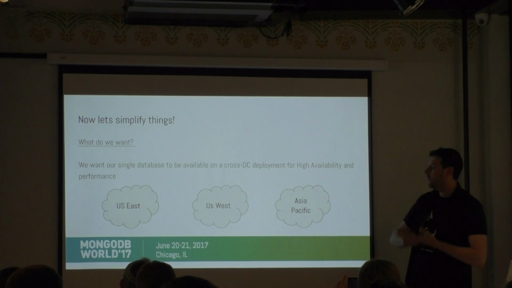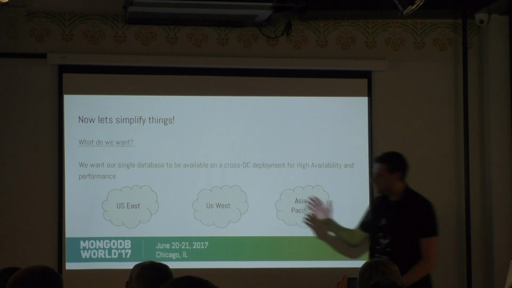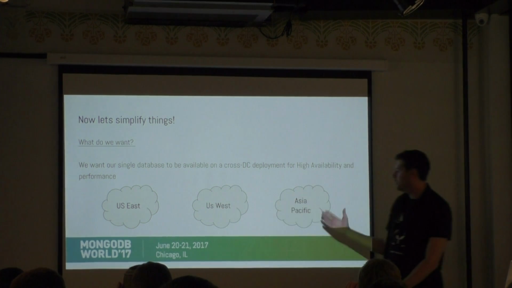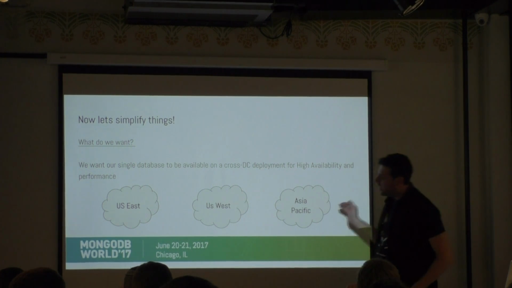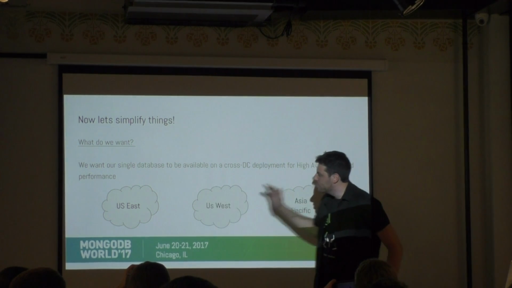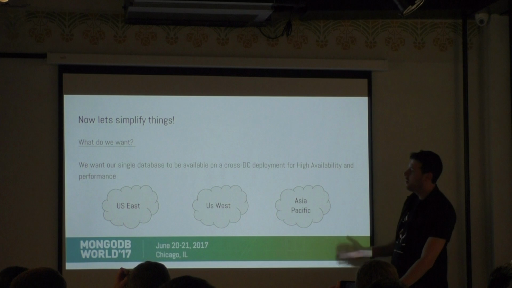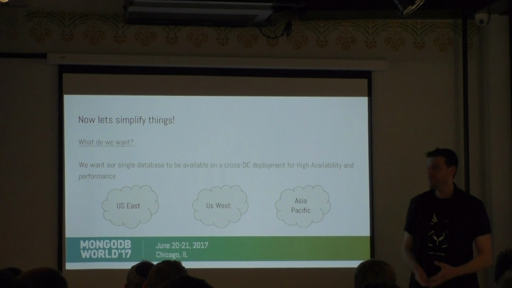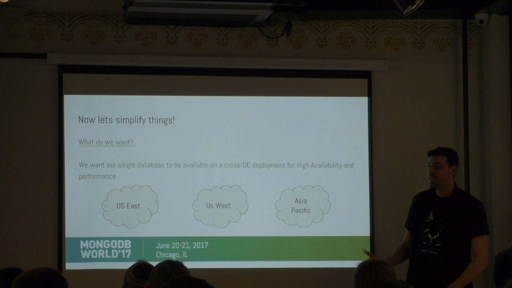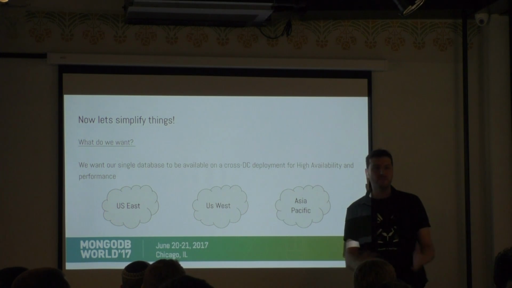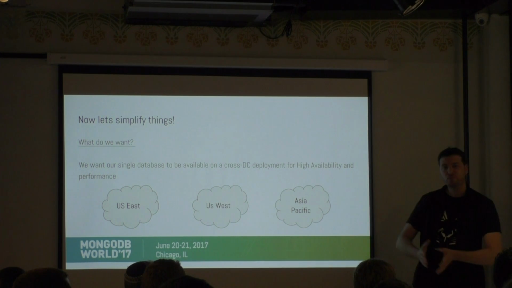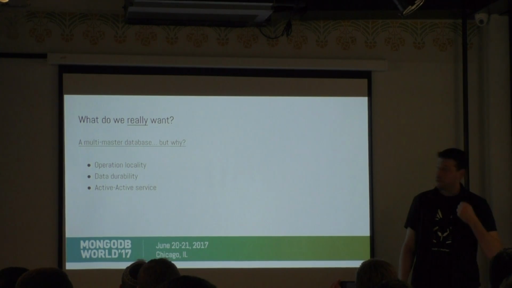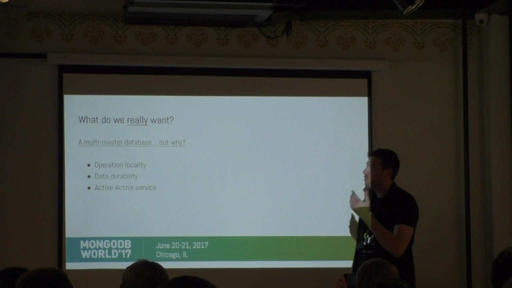So we need our data access across several data centers. Let's say we have a data center in US East, US West, and Asia Pacific. We want our data to be available on all those regions for two reasons. One is availability of the service, and the second is data durability in case of a disaster. We want our data to be located in a different geo-region. So we want a multi-master database, but why?